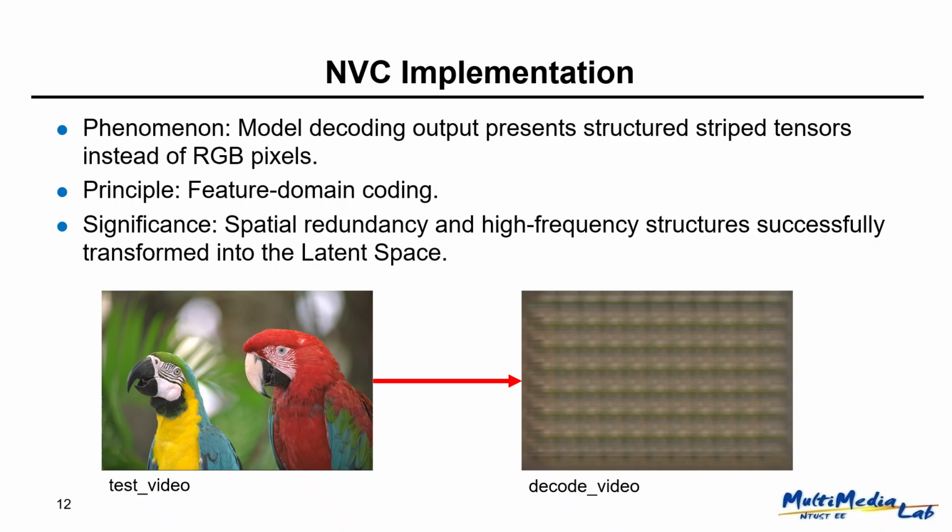Okay, let's see the output. You can see two figures down below, the test video and the decoded video. The decoding output shows structured strips instead of a standard color image. This happened because the model operates in the feature domain. The neural network uses convolutions to compress spatial detail into a high-dimensional latent space. As you can see, the decoded video is not just a normal image. These strips are simply feature tensors before the final color reconstruction. This visually confirms the model's ability to extract and compress deep structural information.